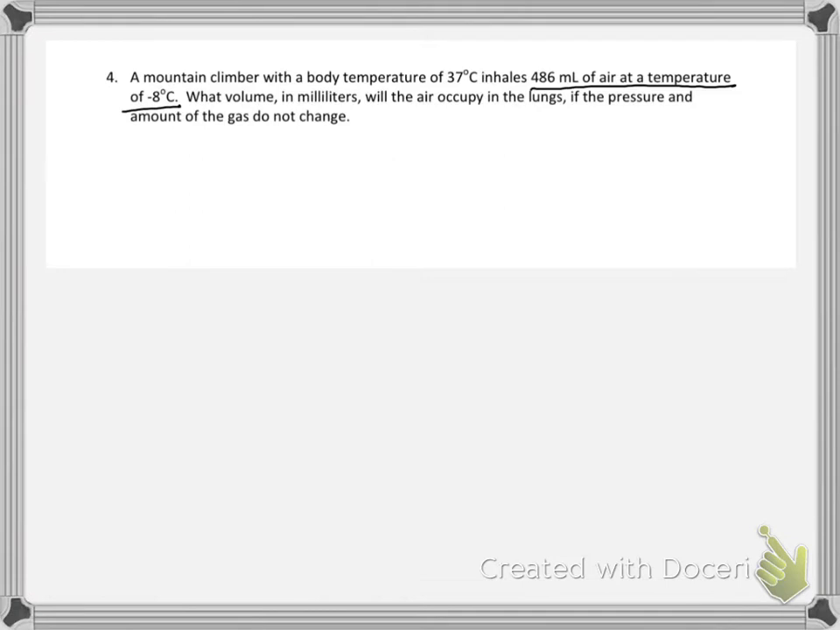And then it says, what volume in milliliters will the air occupy in the lungs if the pressure and the amount do not change? So what they're saying is we have air outside of the lungs. That's 486 milliliters. And it's at a temperature of -8 degrees Celsius. And I'm going to add the 273 here.